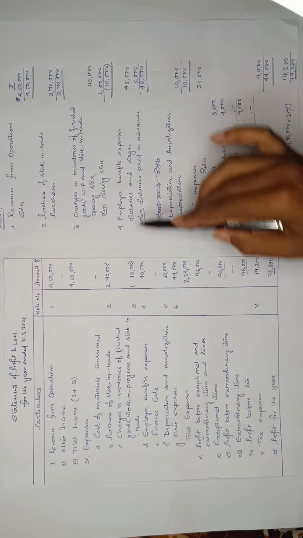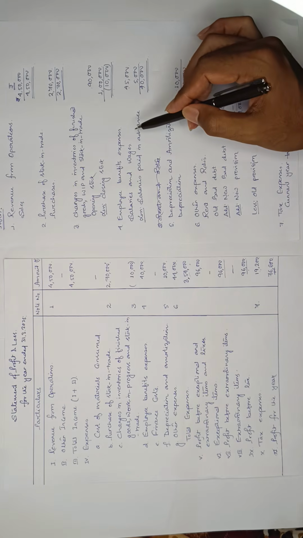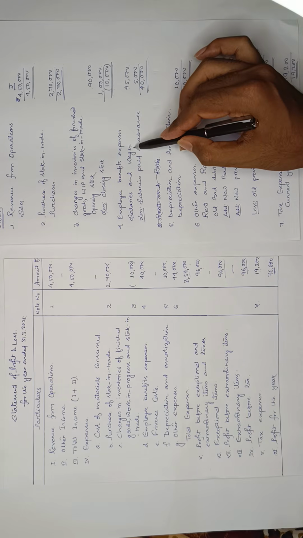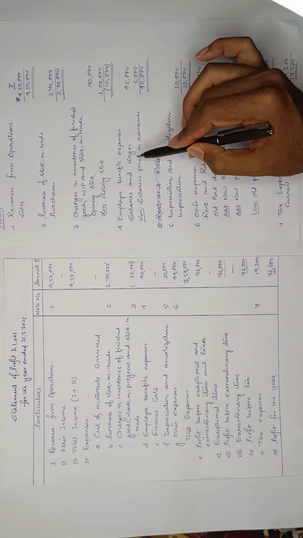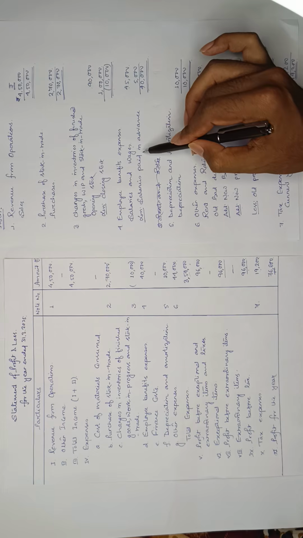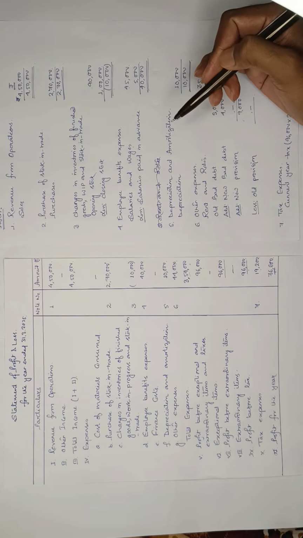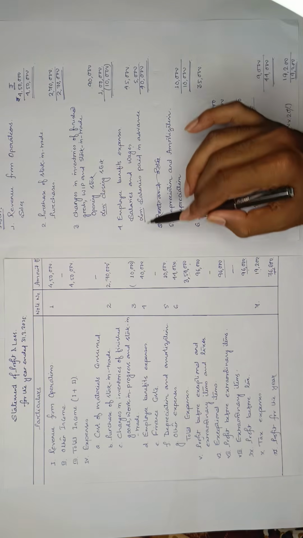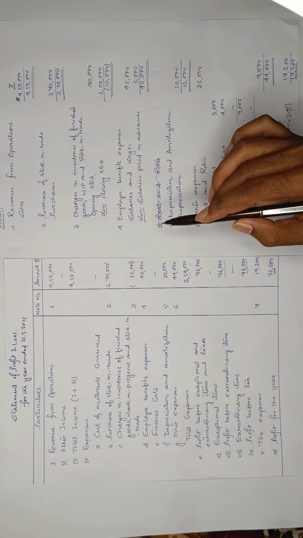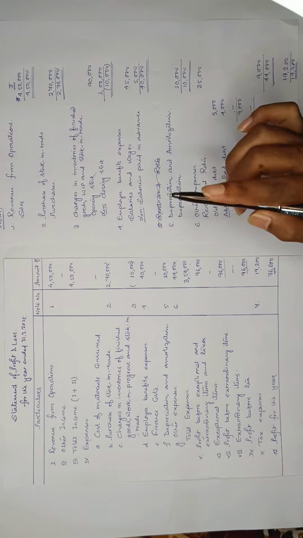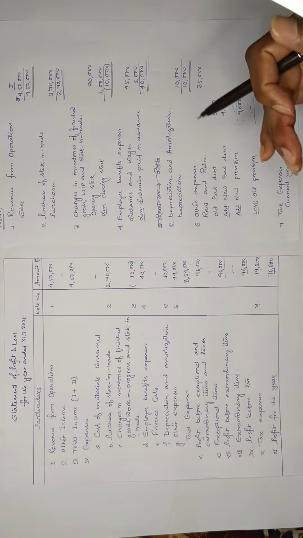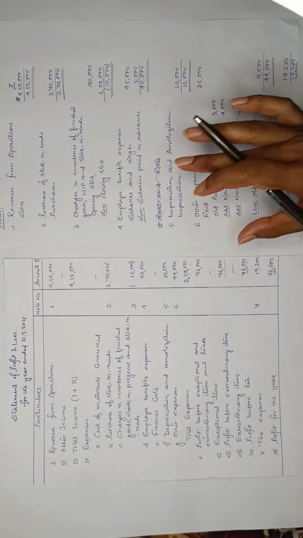Employee benefit expenses. If you see employee benefit expenses, there is only one piece of information, that is salaries and wages, and in the adjustments you have advance salary. Advance salaries normally should be deducted, because here we are preparing for the year ended 31st March 2025, and the expenses that you have incurred in a particular year will be considered. So any expenses paid in advance will not be covered here.